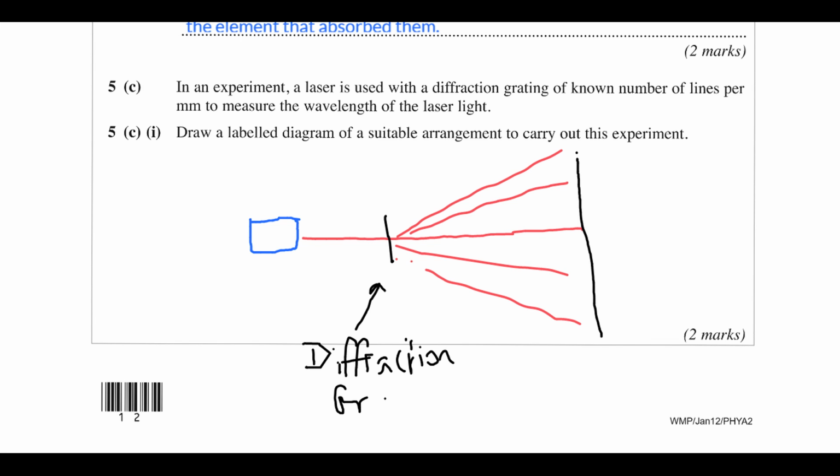If this pen wants to write. This one over here is a screen, and then this over here is your laser box that we're going to be using, and we would want to make sure that the laser is perpendicular to the slits, and the diffraction grating is parallel with your screen. So that's the stuff that you need.